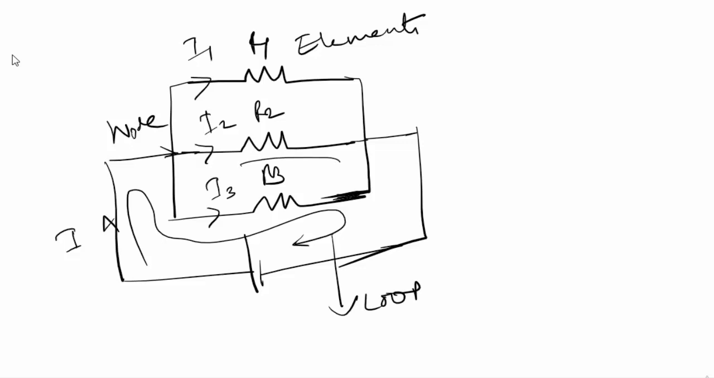If you start from somewhere and come back to the same place, that is known as a loop. Again, you start from here and it is possible to come back to this place, so this is another loop.